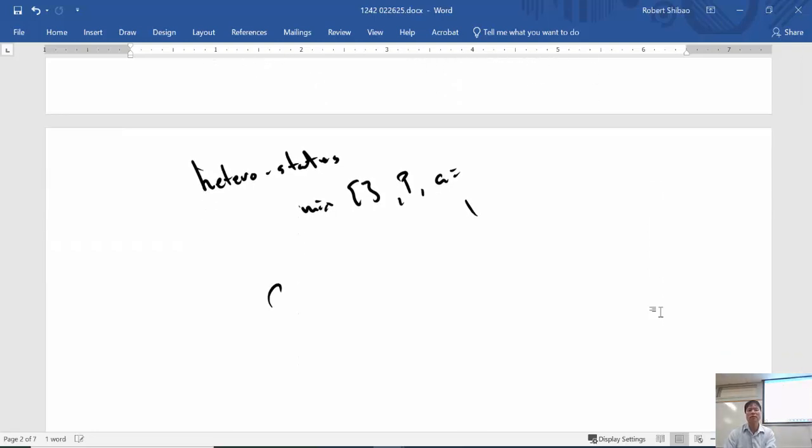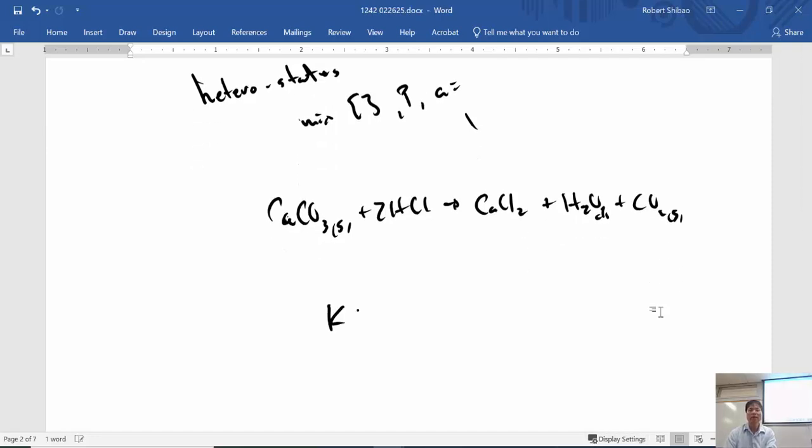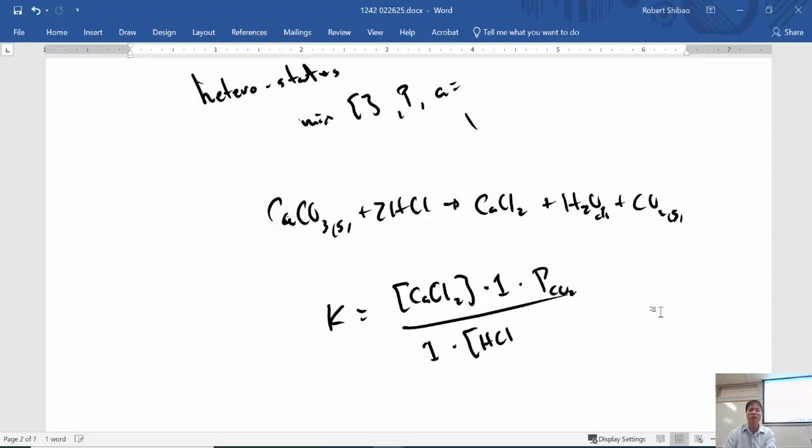And so let's take this one here as an example. Calcium carbonate solid plus 2 HCl yields calcium chloride aqueous plus H2O liquid plus CO2 gas. So K for this is going to equal the concentration of calcium chloride times 1 for liquid water times the partial pressure of CO2. These are all raised to the first power, divided by 1 for calcium carbonate times the HCl concentration squared.